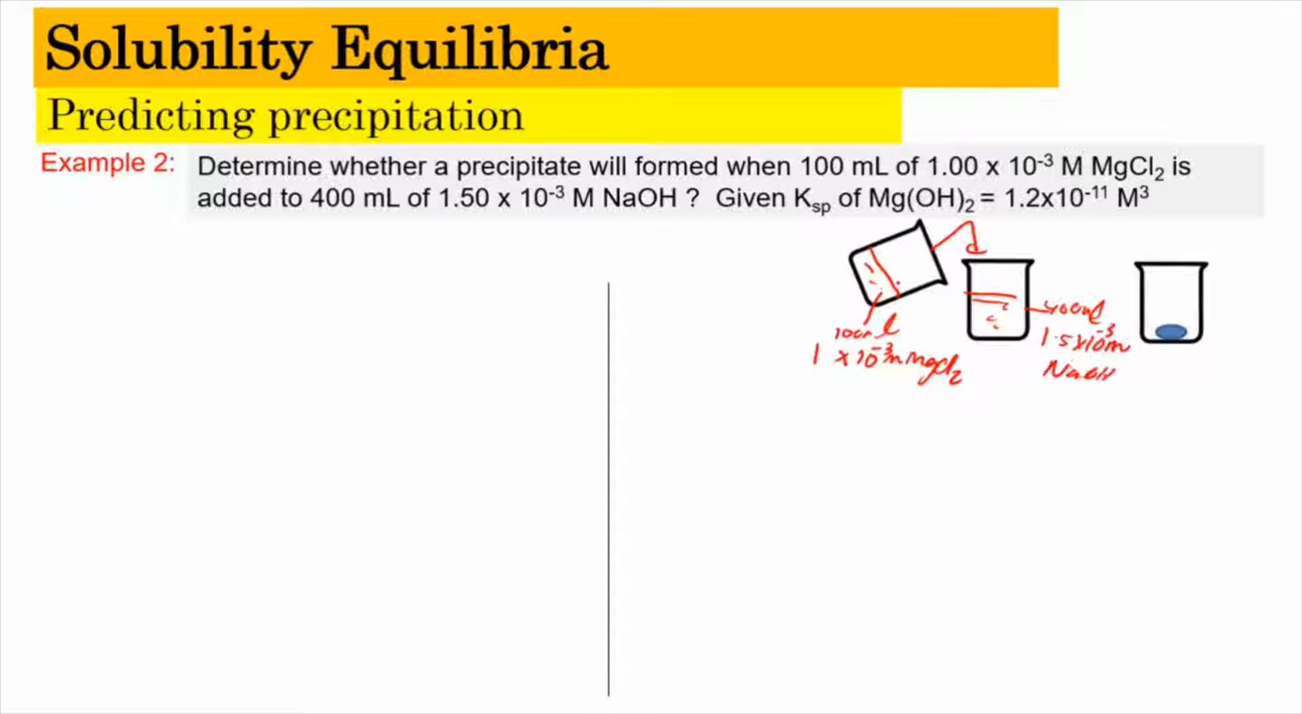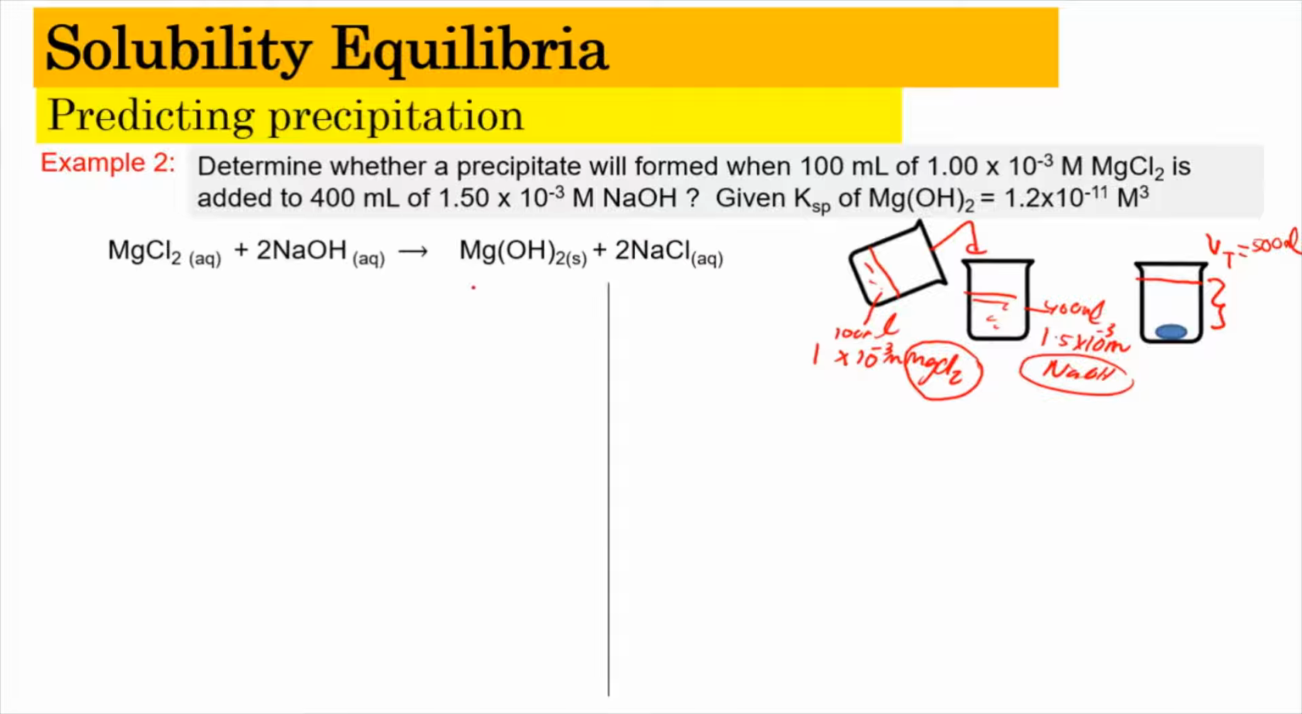So when these two solutions mix together, they're going to form a new solution with a new volume, which is the total volume here, going to be 100 plus 400, which is 500 ml. And this reaction between the MgCl2 and NaOH will create the solution of the Mg(OH)2 as well as the NaCl aqueous ions.